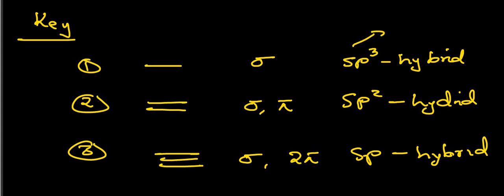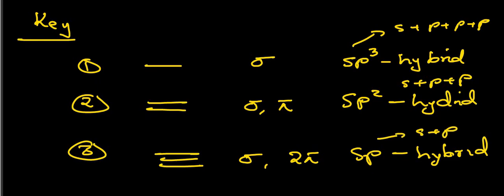So here it simply means you mix one s orbital plus 3 p orbitals. That's what's going to create the sp3. Then here you're simply going to have one s plus 2 p orbitals. So then the last one, you just have an s and a p orbital.